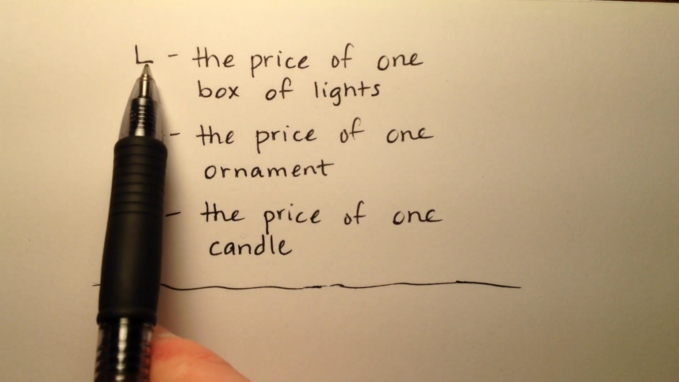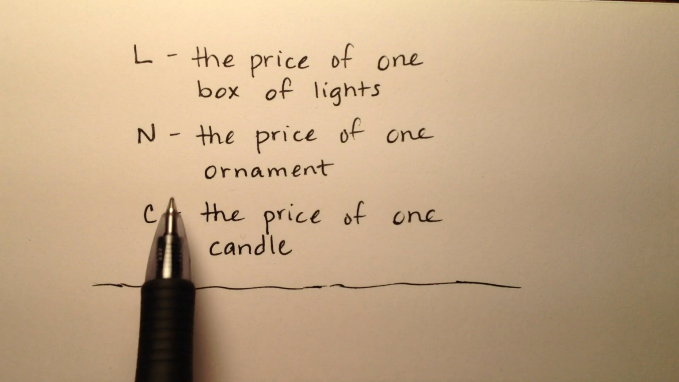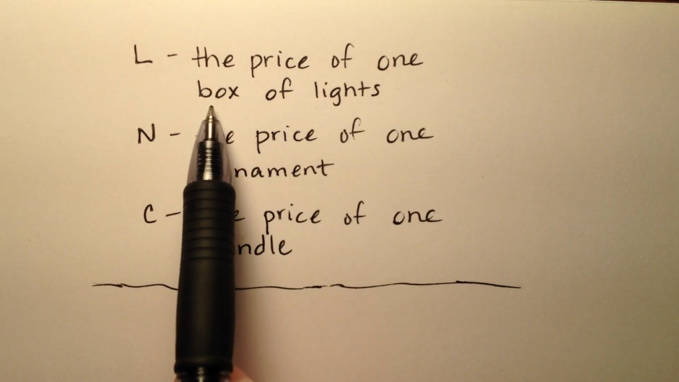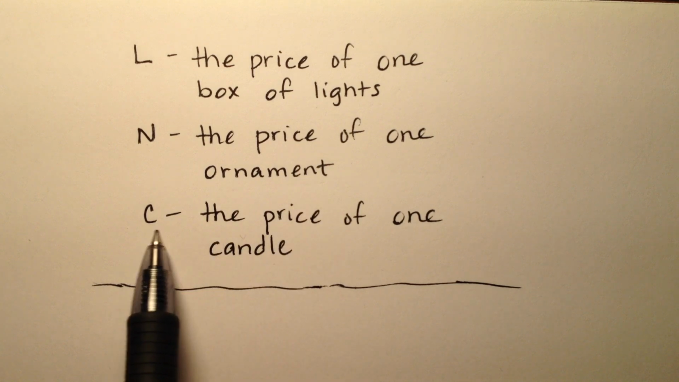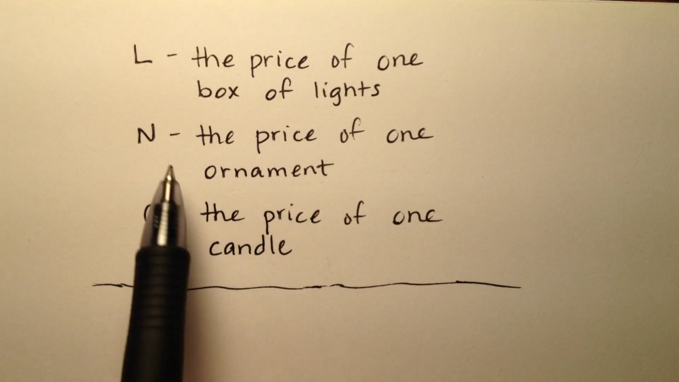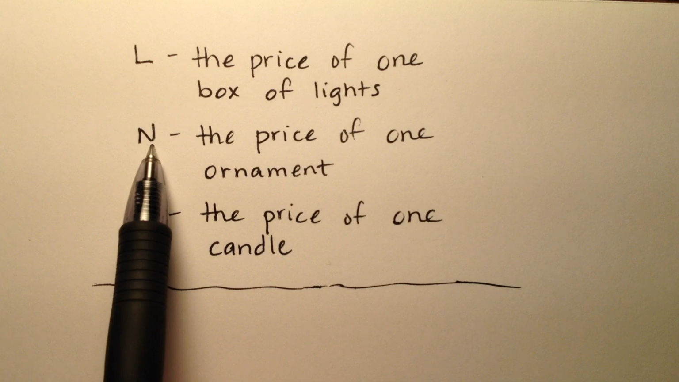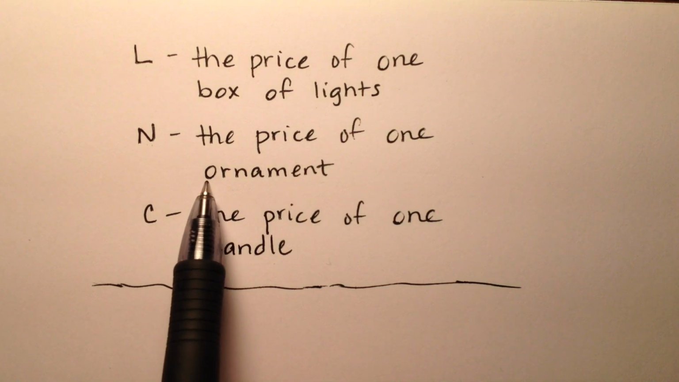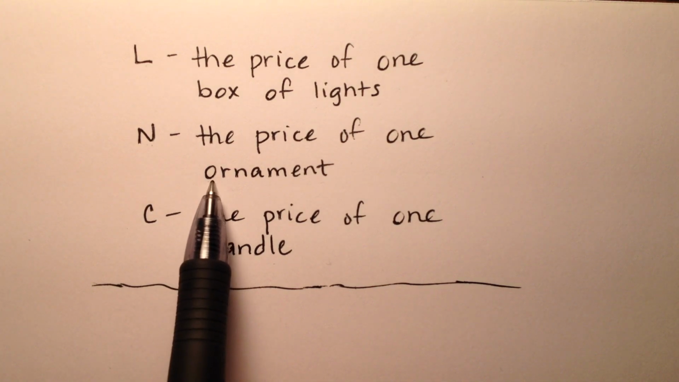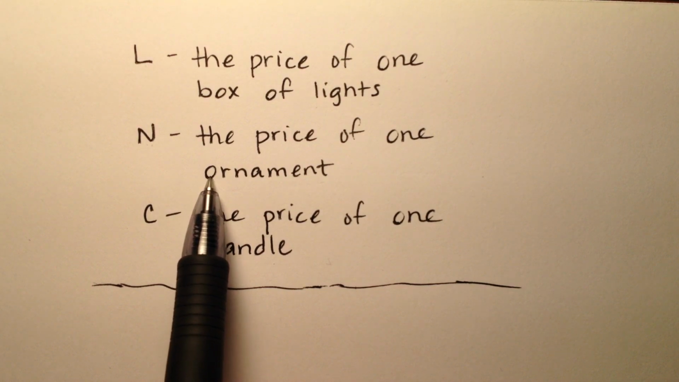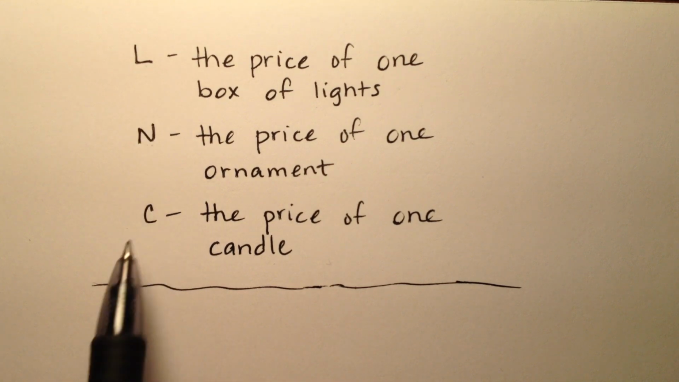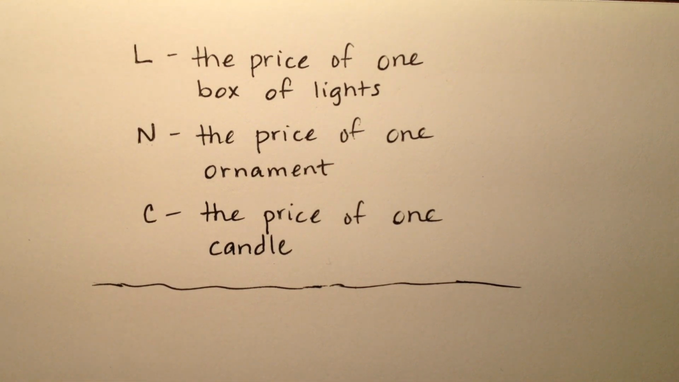And so I went ahead and defined some variables here. L is the price of one box of lights, N is the price of one ornament, and C is the price of one candle. The reason I used N for ornament instead of O is because when you start writing systems with O's, they can easily be confused by zeros, and then you get yourself in a lot of trouble. We try to avoid that. So L, N, and C are going to be the variables we use, and here are those definitions.